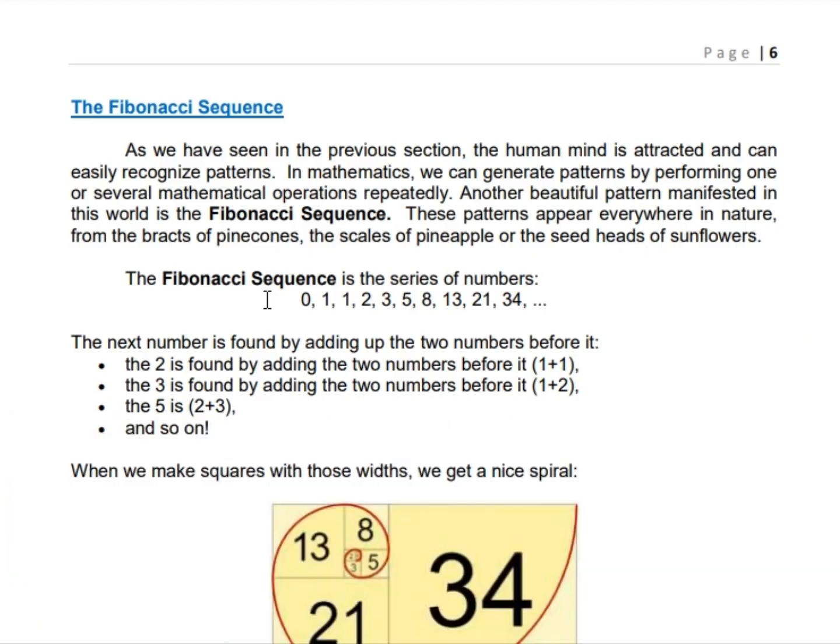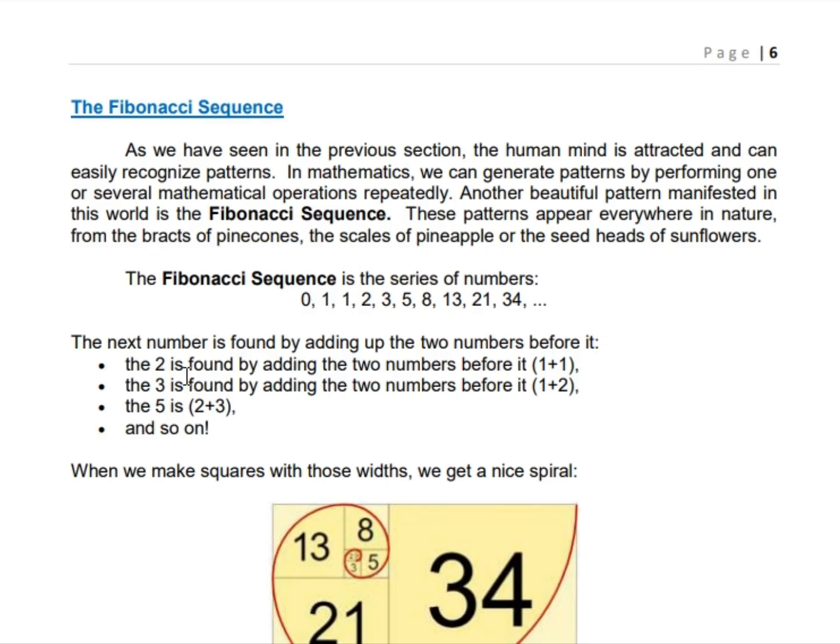So the Fibonacci sequence is the series of numbers 0, then we add 1. 0 plus 1, 1. 1 plus 1, 2. 2 plus 1, 3. 3 plus 2, 5. 5 plus 3, 8. 8 plus 5, 13. 13 plus 8, 21. 21 plus 13, 34, and so on. So the next number is found by adding up the two numbers before it.